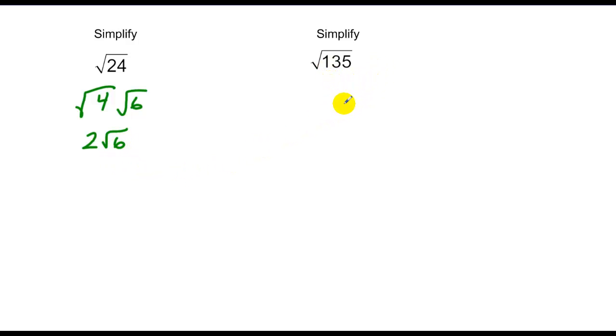135: if I want to find a perfect square in there, I can just start guessing away. Even though I know 5 goes in, 5 is not a perfect square. The only perfect square with 5 in it that I can think of is 25, and I know 25 doesn't go in. So I'm going to try 9, and it turns out that 9 times 15 is 135. So the square root of 9 is 3, giving 3 root 15, and that's simplified.